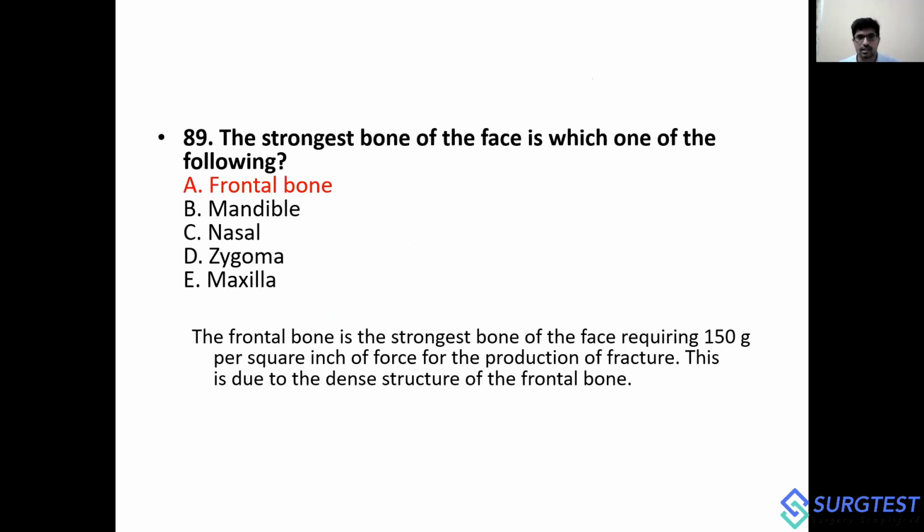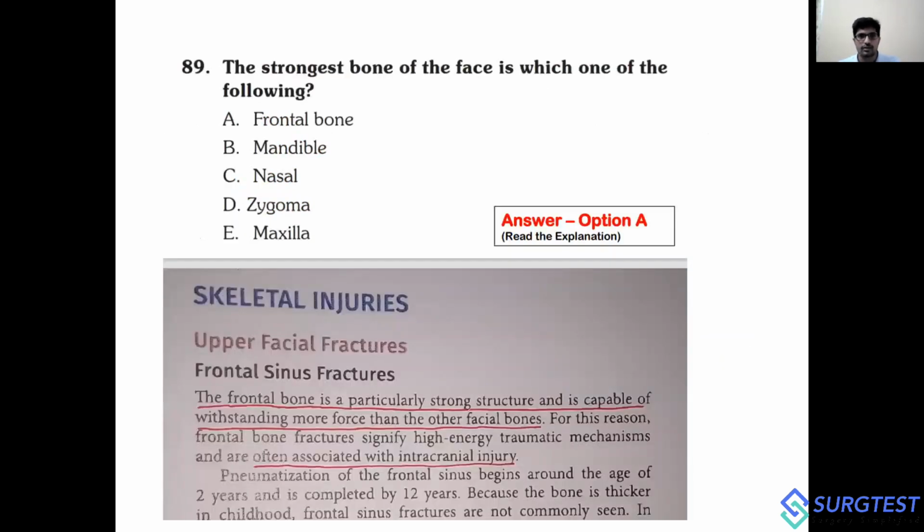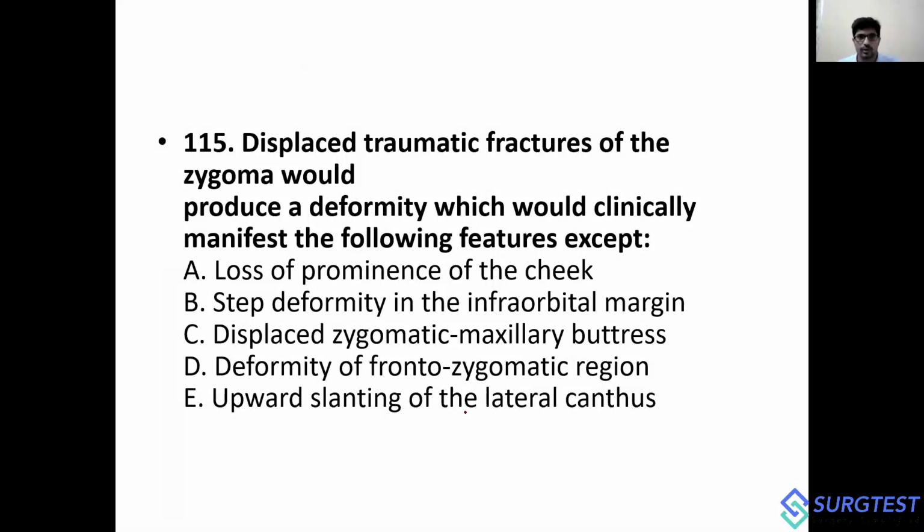The frontal bone is the strongest bone of the face, requiring 150 gram per square inch of force for the production of fracture. This is due to the dense structure of the bone. There is one more explanation: the pneumatization of the frontal sinus begins around 2 years to 12 years. So even in childhood, it is stronger than in adults. So if any adult comes with the fracture of the frontal bone, it should ring a bell that it is an injury of high energy mechanism, that is, the magnitude of trauma is more.